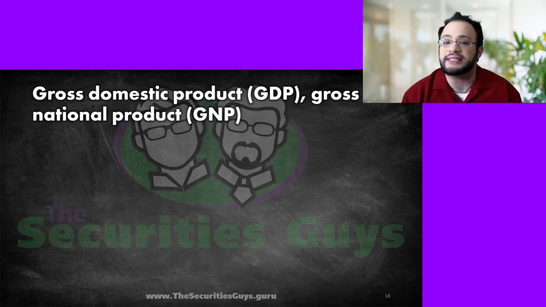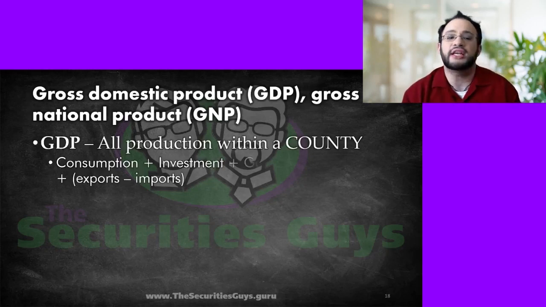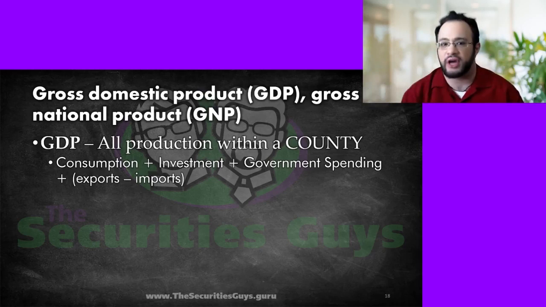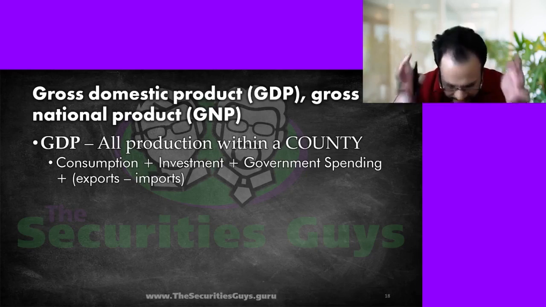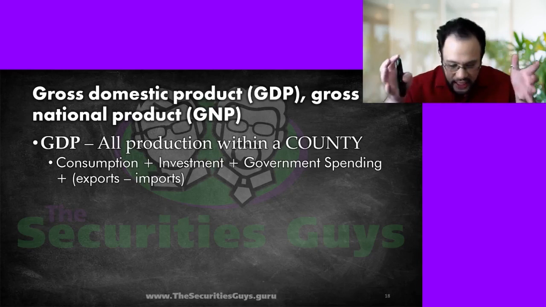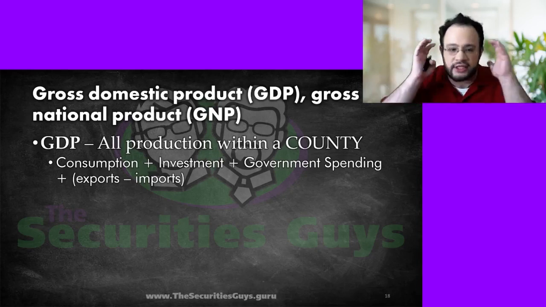The gross domestic product, GDP, and the gross national product, GNP. The GDP is all production within the boundary of a country. Consumption plus investment plus government spending plus exports minus imports. Everything that is produced within the United States is the GDP. Everything produced within the boundaries of France is the French GDP.